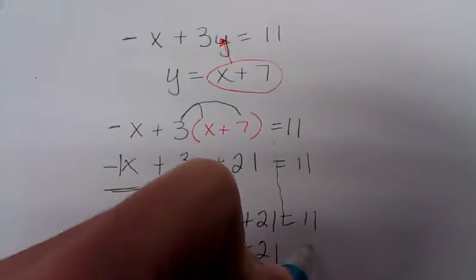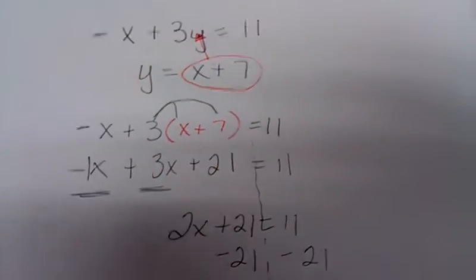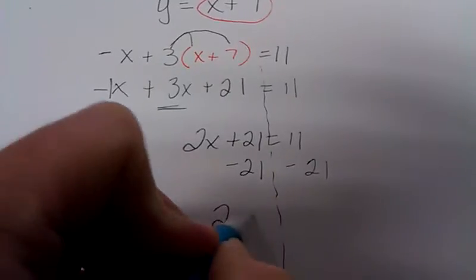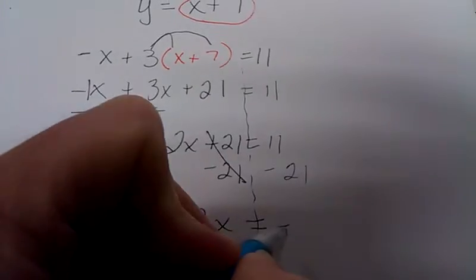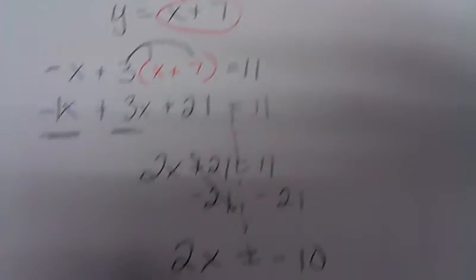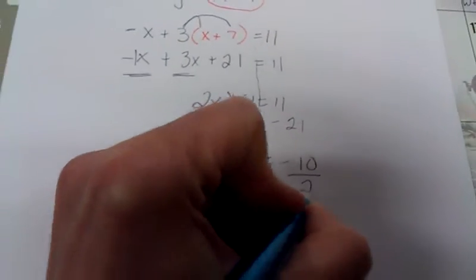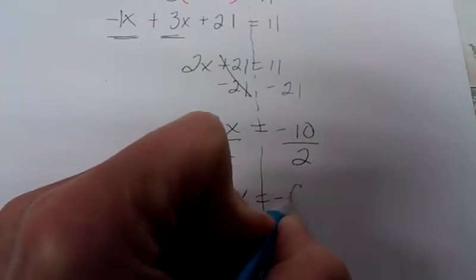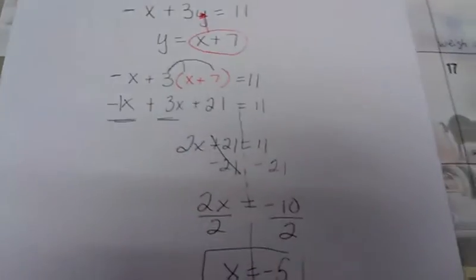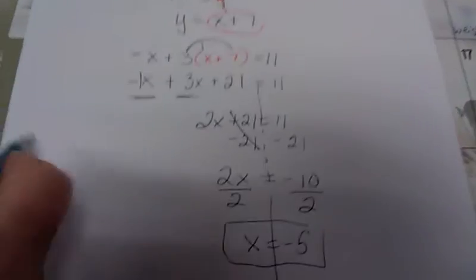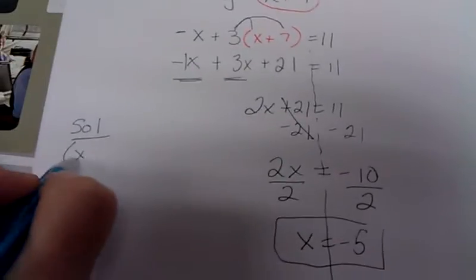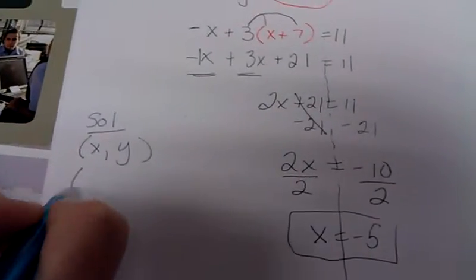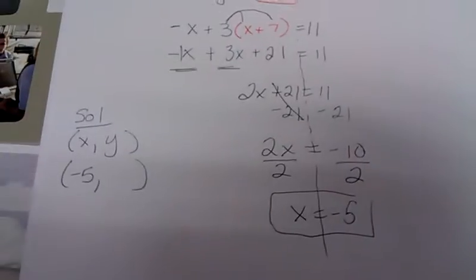Subtract 21 from each side. I got to continue my line here. 2x, because these cancel out, equals negative 10. Sorry about that. Divide by 2. X equals negative 5. Now we've done all this work, but we're not done yet, because the answer is supposed to be a solution. That's x then y. X is negative 5. We do not know what y is yet.